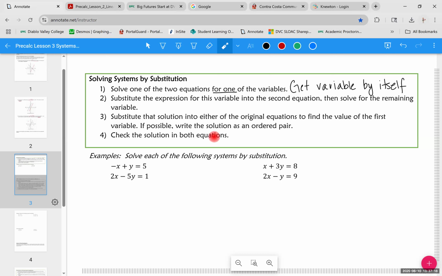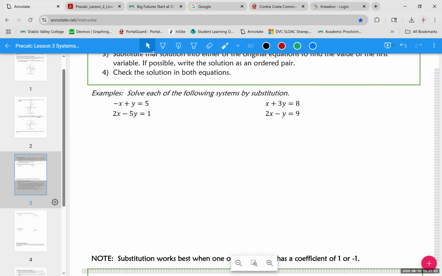It's never a bad idea to check your solutions in both equations. You don't have to show it on paper, but at least doing it mentally, particularly if you're in a testing assessment situation in class, double check, did I get that right? You can catch a lot of small errors when you drop a negative or add wrong. You can catch a lot of those errors by checking and going, wait, it doesn't work, and then retrying your original solution. So it's a good piece of advice.